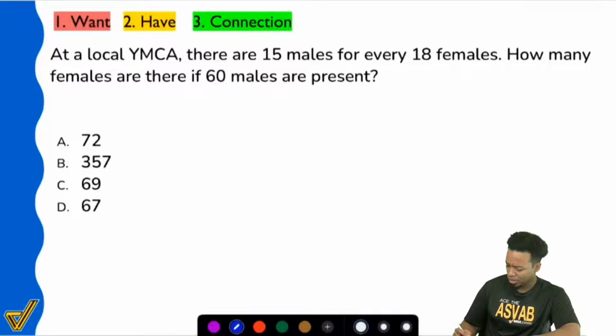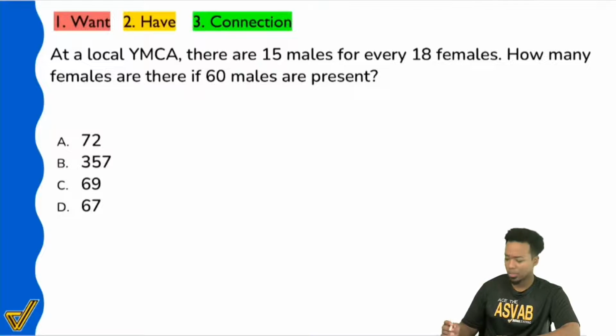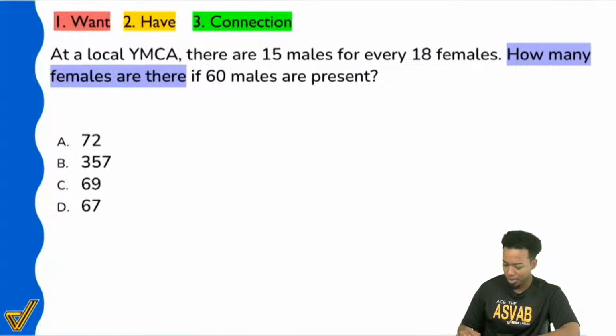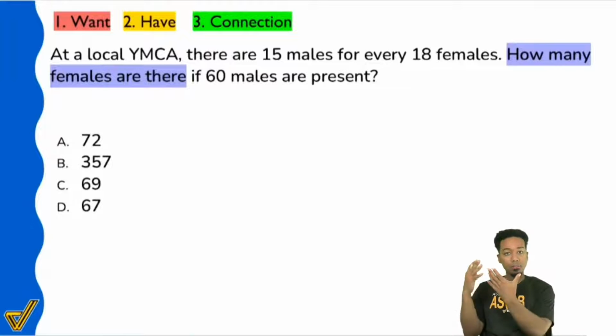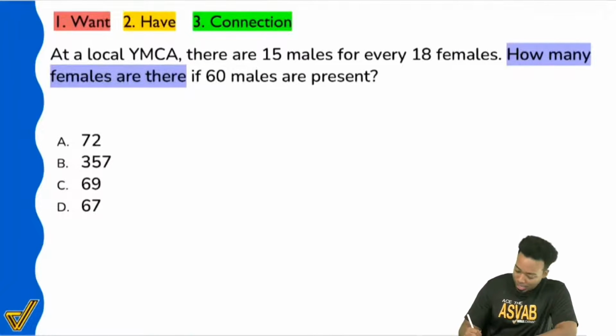Well, we want to start off with what we're looking for. And so it asks us, how many females are there? Right there. How many females are there? And what you want to notice is that attached to that request, attached to that information that we're looking for, it says if 60 males are present.